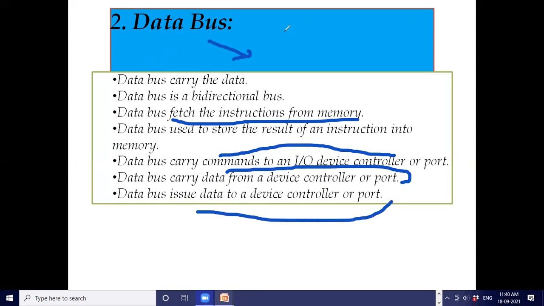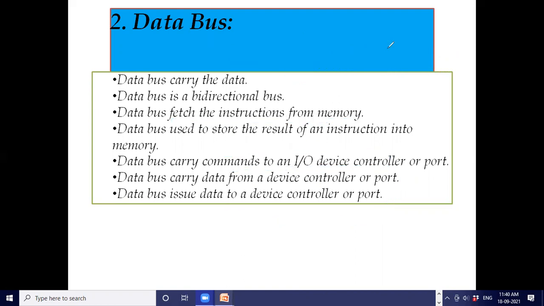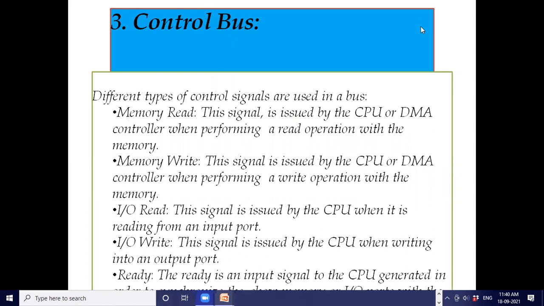Basically, in one sentence, you can say that the data bus is used to transfer the data from here to there. First, it has to fetch the data, means retrieve the data, from some memory chunks. Okay, got it? Yes, sir. Then the control bus.